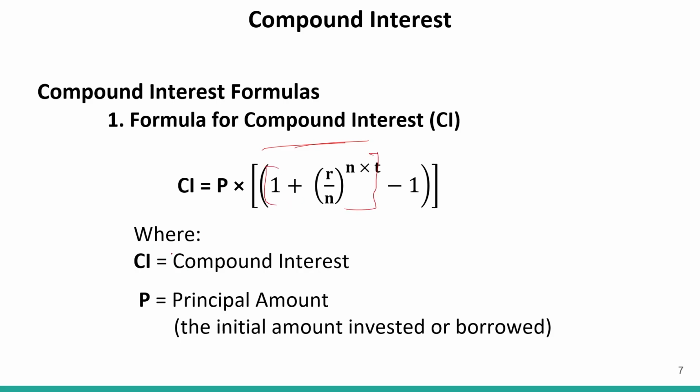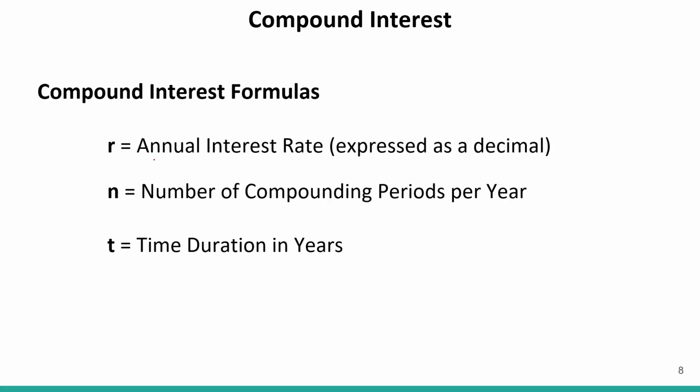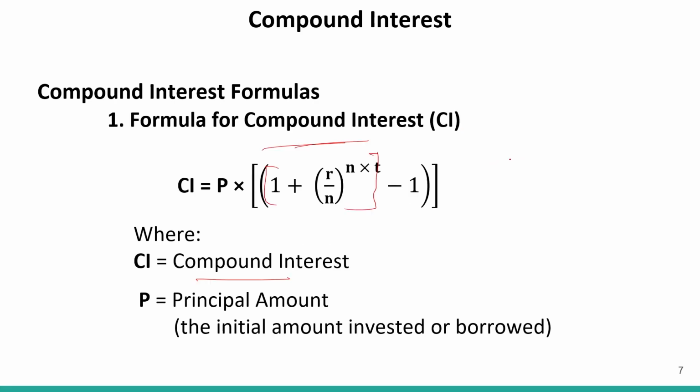Here CI is the compound interest, P is the principal amount, and r is the annual interest rate expressed as a decimal. If it is not expressed as a decimal, CI will become P[(1 + r/(n*100))^(nt) - 1]. This would have been the formula if r is given as a percentage, not a decimal.